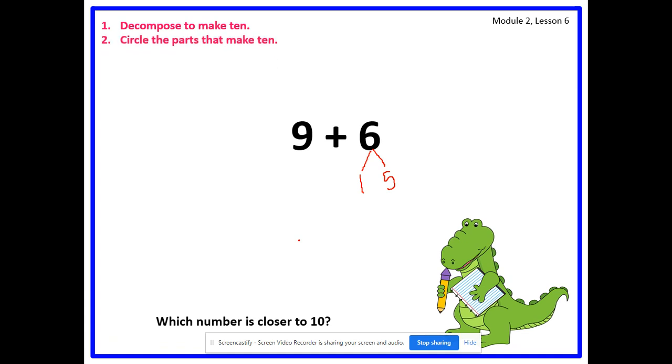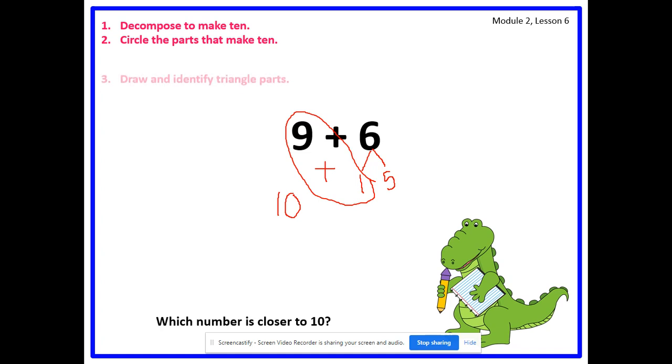Step 2, circle the parts that make 10. Go ahead and do it. Yes, you should have circled 9 and 1. Sorry about my circle. And because 9 plus 1 makes 10, make sure that if you didn't write the 10 on the side, you go ahead and write it now.